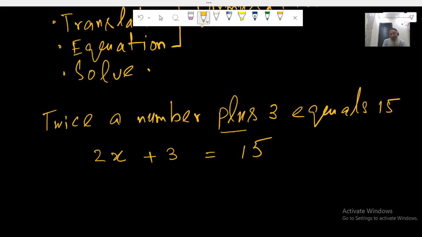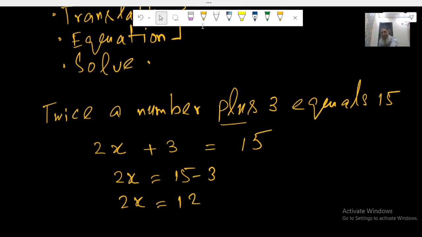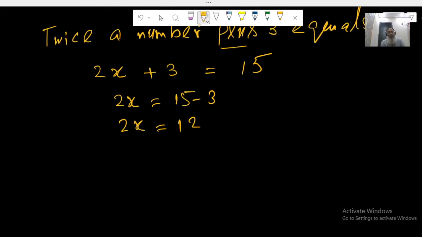Now, how easy it is to solve it now. 2x is equal to 15 minus 3, that is equal to 12. 2x is equal to 12. So if you divide both sides by 2, you get x is equal to 6.